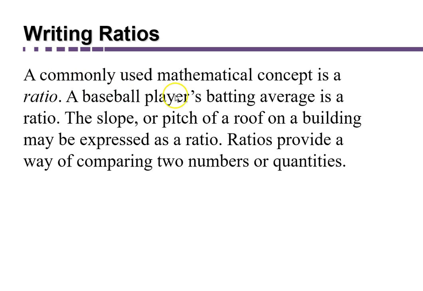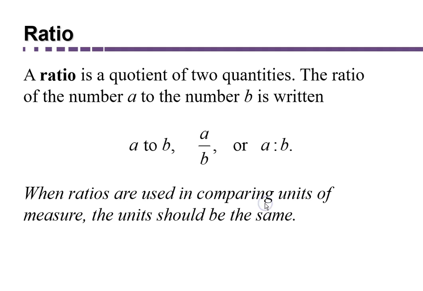A commonly used mathematical concept is a ratio. A baseball player's batting average is a ratio. The slope or pitch of a roof of a building may be expressed as a ratio. Ratios provide a way of comparing two numbers or quantities. Now, a ratio is a quotient of two quantities.